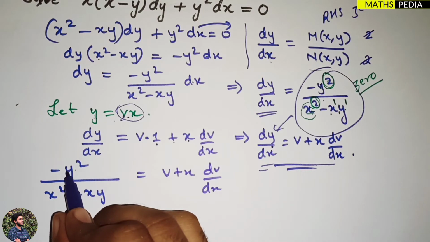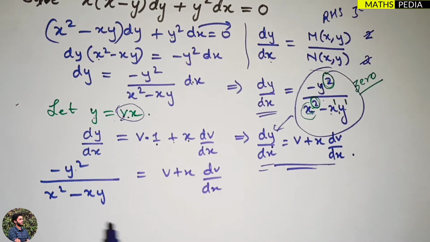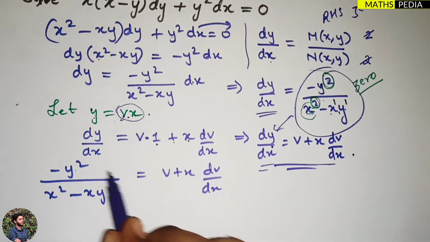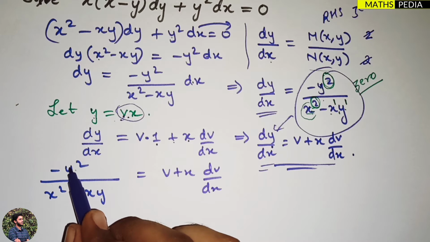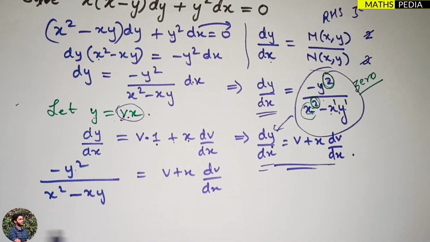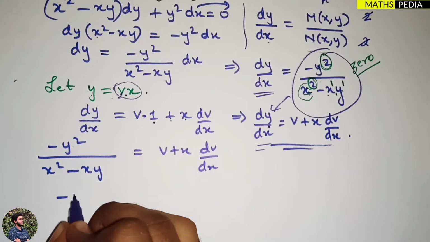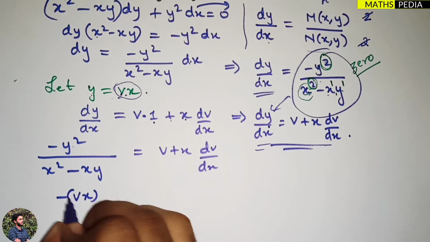So you basically have to write it here as y equal to vx. For showing purposes I am just doing it this way. Actually you have to write it in the form of vx wherever y is there, and then write it here on the LHS. So here it will be minus, y is vx, the whole square.